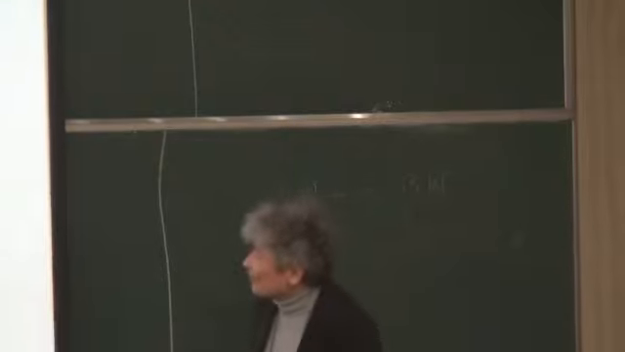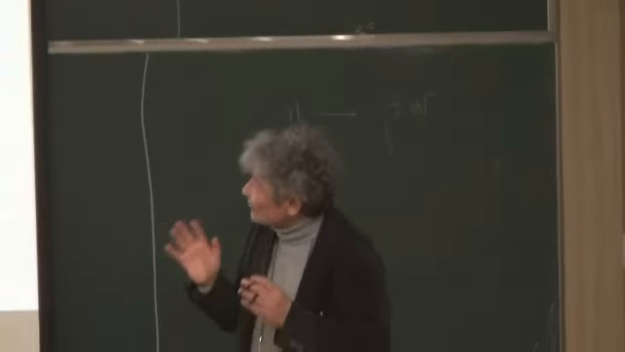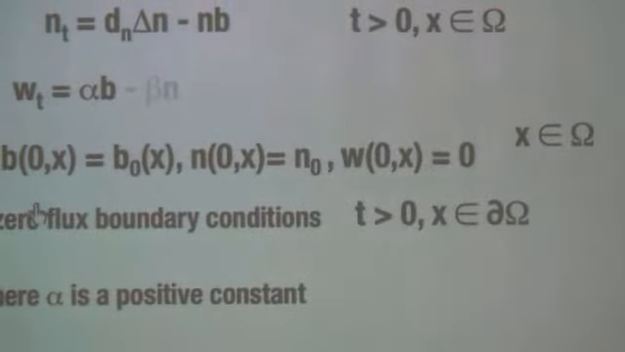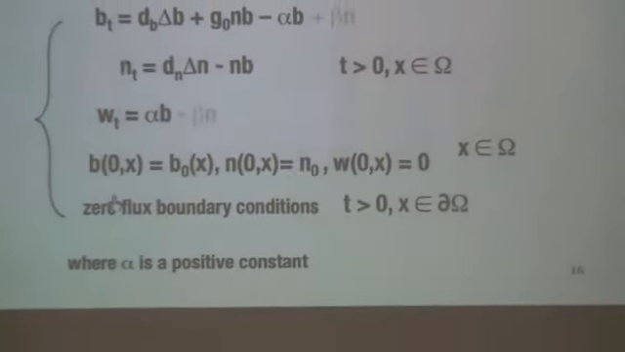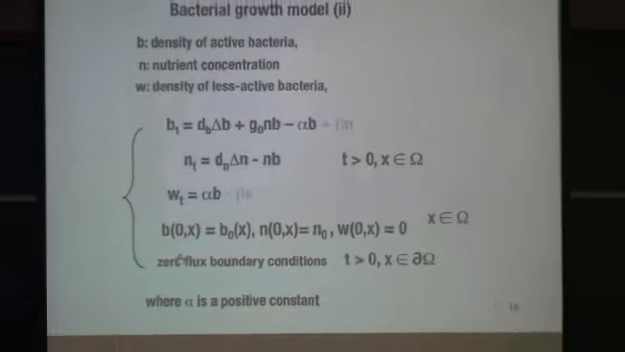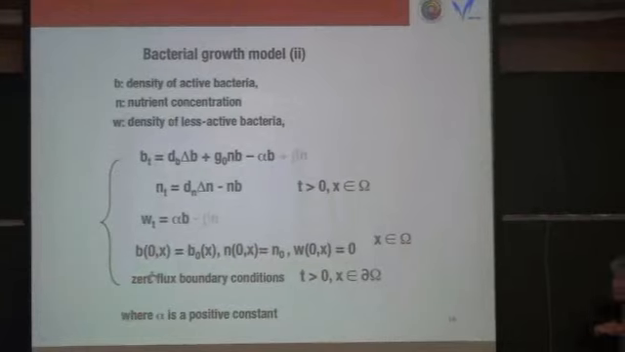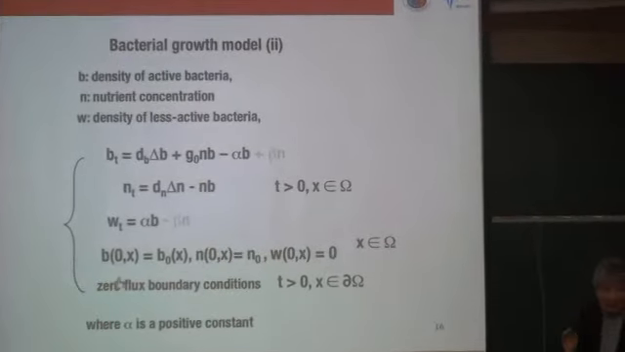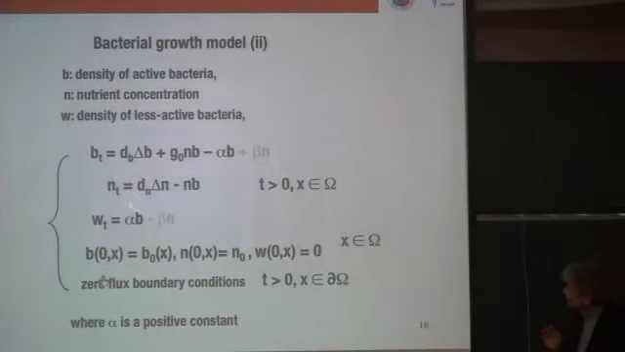Okay, anyway. But in that experiment, we just supply the nutrient initially, that's it. So there's no way to convert back from W to B. That's why this is cancelled.